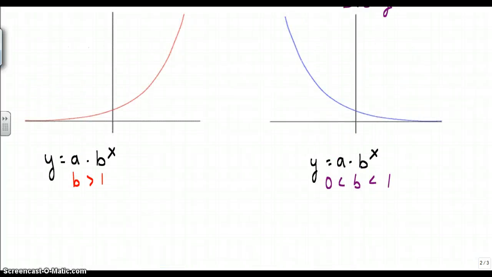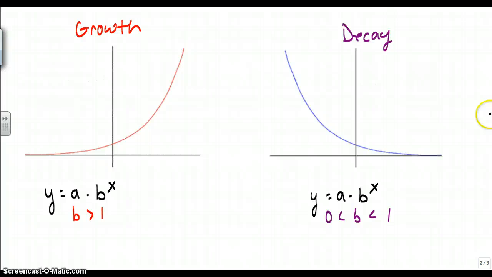And here is your notation. So we have the growth and the decay. They both look the same. They both are y equals a times b to the x. The only difference is your b in your growth is greater than 1, and your b in your decay is between 0 and 1, numbers like 1/2, 1/3, proper fractions. That's the difference between growth and decay. The functions look the same when you're talking about standard form, but the b is what makes it growth or decay. It's extremely important.